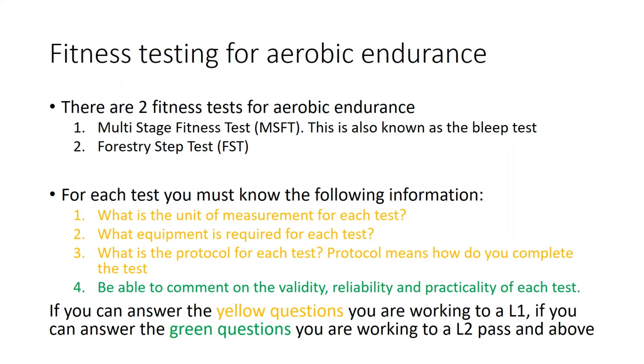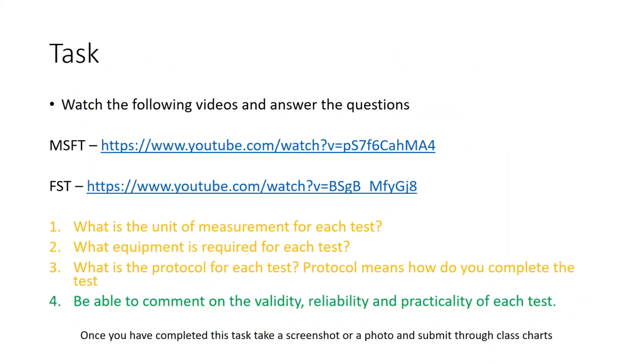If you can answer questions 1, 2 and 3, which are the yellow questions, in the exam you'd be working at a level 1 pass. If you could only get these questions right, okay, you wouldn't get the level 2 pass. So we also need to be able to answer question 4, which is reliability, validity and practicality, to get the level 2 pass and pass the test.